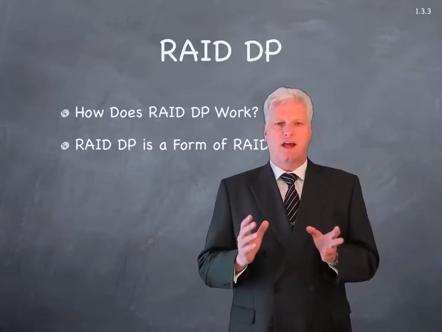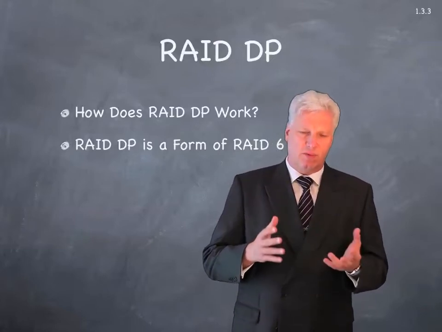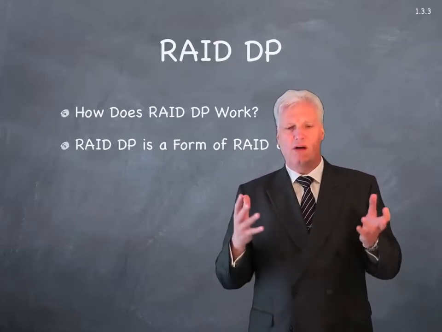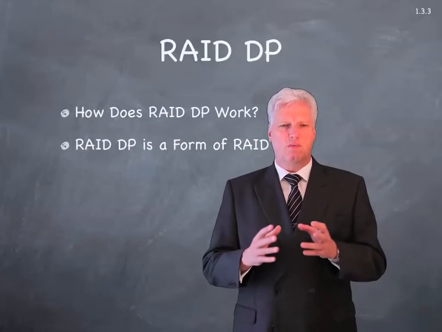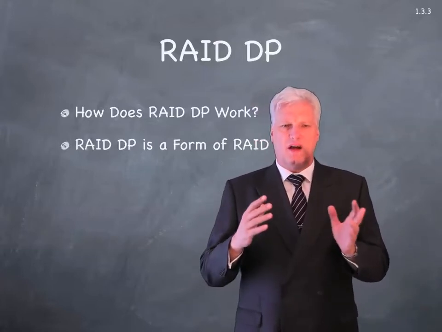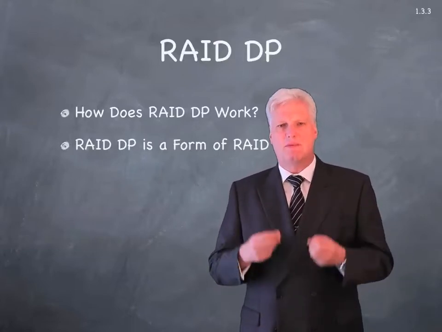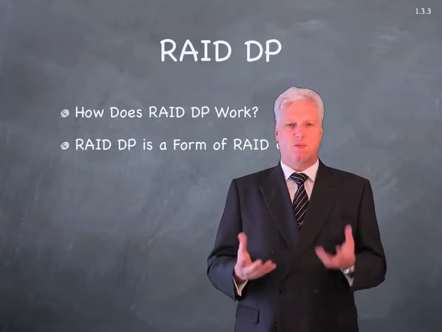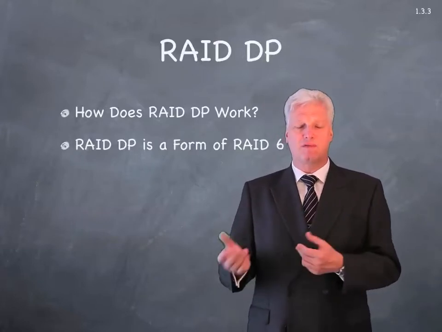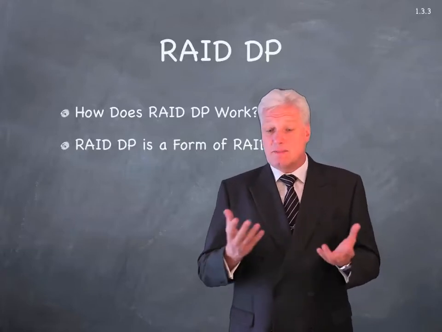NetApp also found that the implementations like EVENODD or Datum or the Reed-Solomon codings that we were seeing for RAID 6 were way too complicated. Complicated algorithms, difficult math. So they were looking for a way to use the simple exclusive OR mechanisms that formed the basis for RAID 3, 4, and 5 in a RAID double parity environment as well. And RAID DP does that.